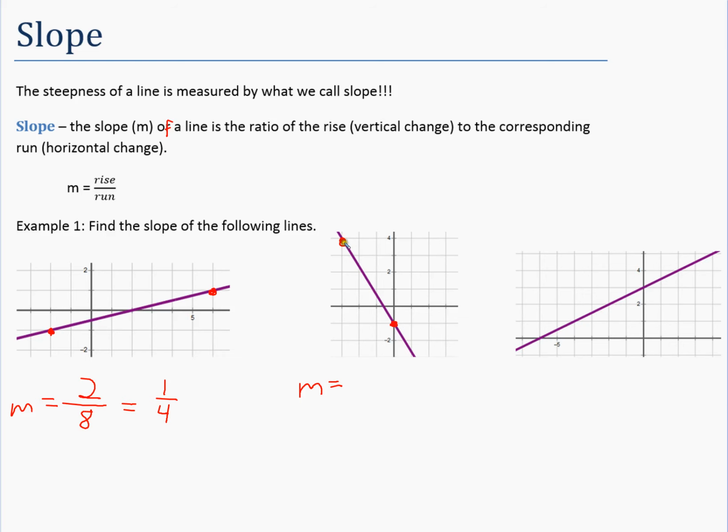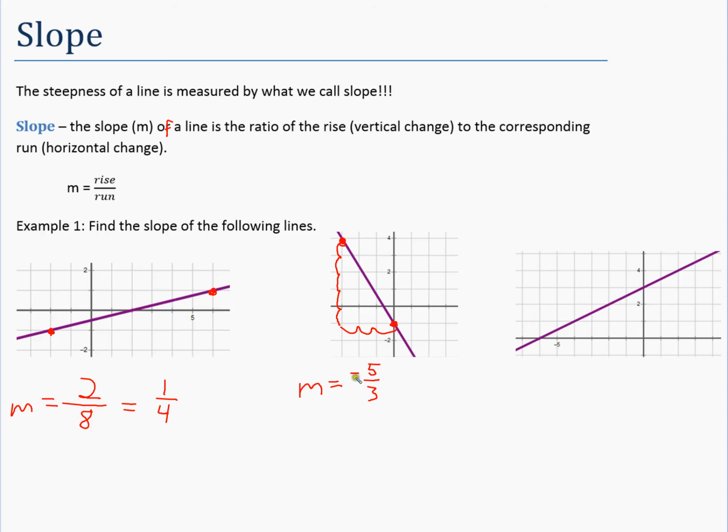Now, let's start with the leftmost point, and we want to get to this point. We're going to do rise over run. And so here we have 1, 2, 3, 4, 5. We go down 5. Well, down 5 is a negative, so our rise is actually negative 5 over a run of 1, 2, 3. So our slope is negative 5/3.